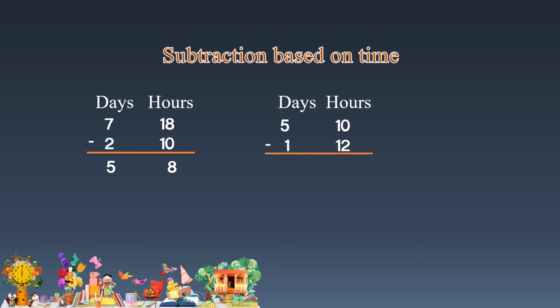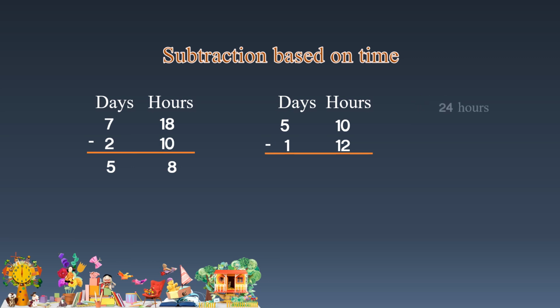So we'll move on to another example. 5 days, 10 hours minus 1 day, 12 hours. So we'll move on to the hours column. So it is 10 minus 12. So can we subtract 12 from 10? No, isn't that so? Therefore, we have to ask 1 from days column. So there in days column we have got 5. So I'm taking 1 day from days column towards the hours column.